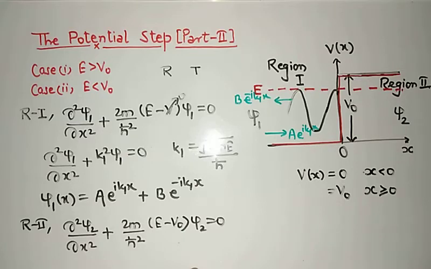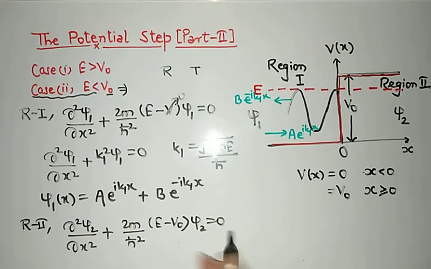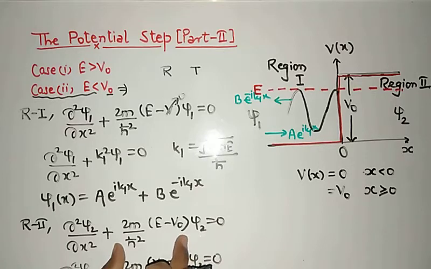But what is here? We are considering case second. For case second, we have to manage del square psi 2 upon del x square minus 2m upon h cut square (V naught minus E) psi 2 is equal to 0. If you remember, for case first we considered K2, but here something is different. So we will consider here K2 dash.